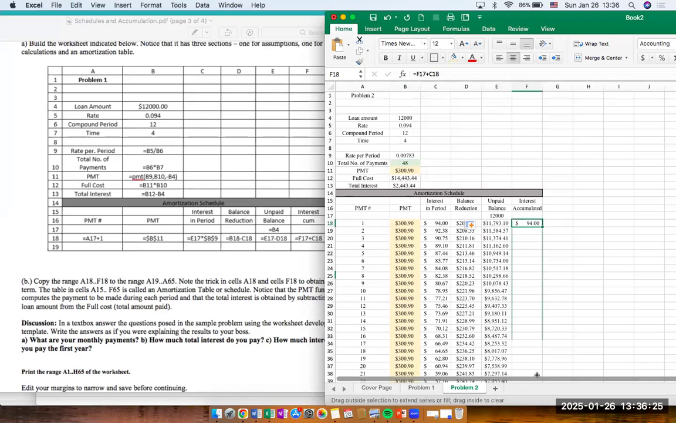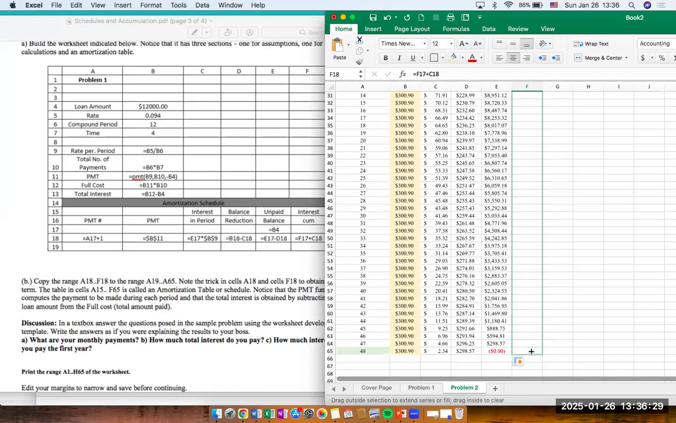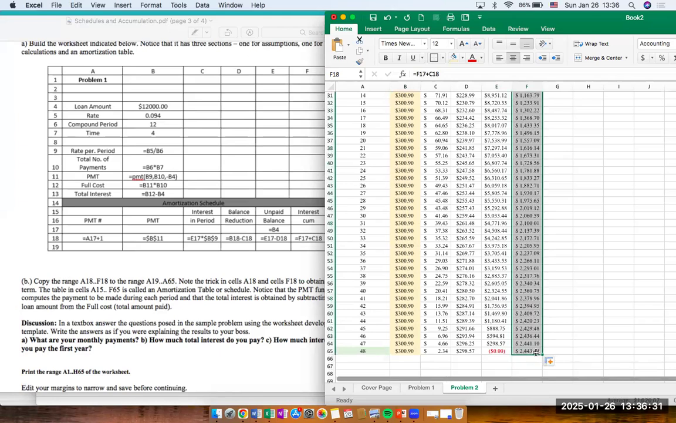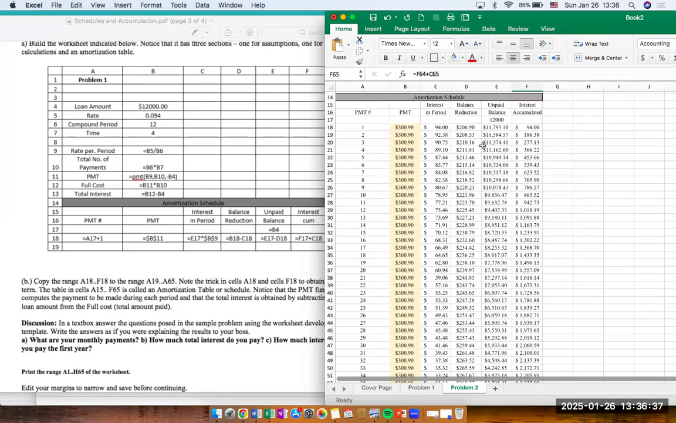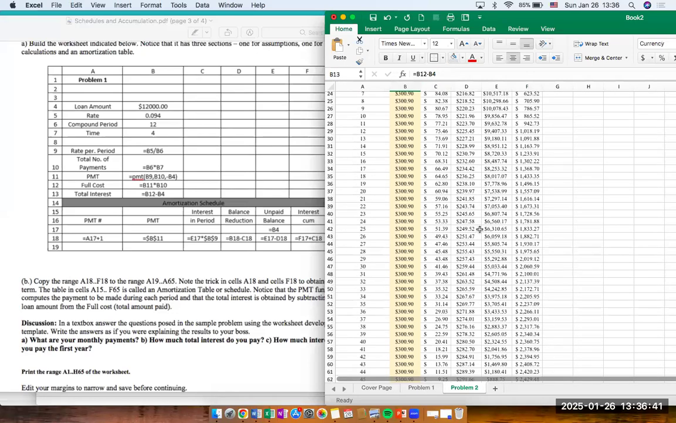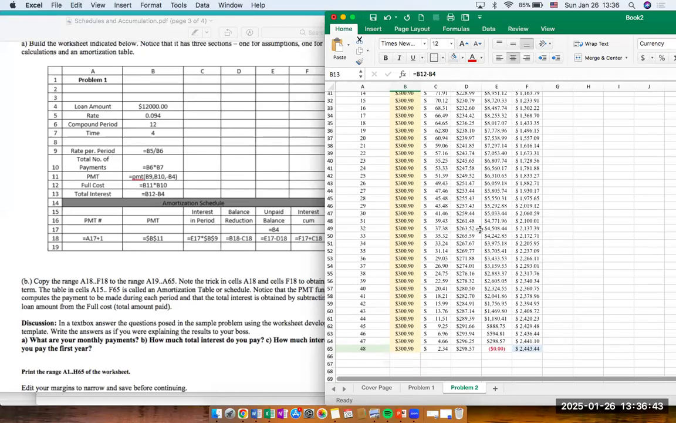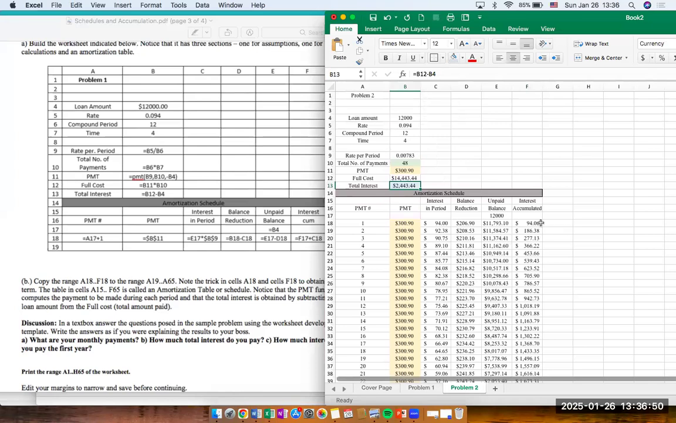Let's see what your accumulated interest is all the way down here. And there you go. What do you notice about your accumulated interest? Well, that should match the interest from here above. And there you have it. That should be it.